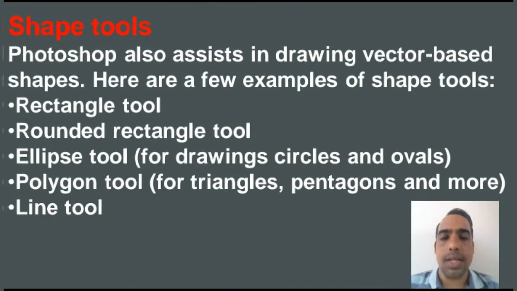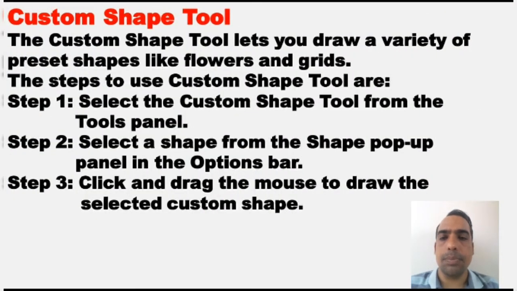Shape tools. Photoshop also assists in drawing vector based shapes. Here are a few examples of shape tool. Rectangle tool, rounded rectangle tool, ellipse tool, polygon tool, line tool. Custom shape tool. The custom shape tool lets you draw a variety of preset shapes like flowers and grids.